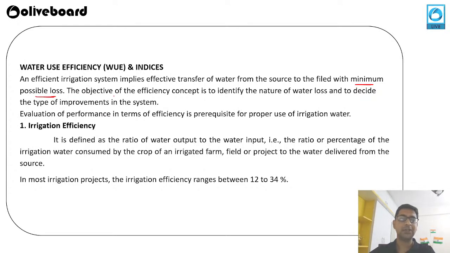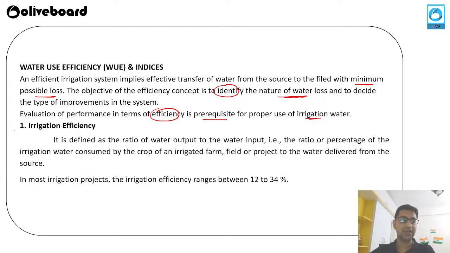The objective of the efficiency concept is to identify the nature of water losses, where all the water losses actually happen, and how we can improve so that the water losses don't happen. Then we also have to evaluate the performance in terms of efficiencies and prerequisites for proper use of irrigation water. So these are some of the indices.